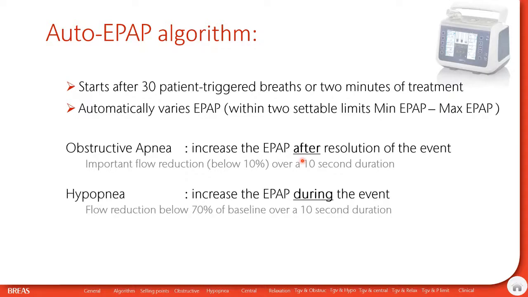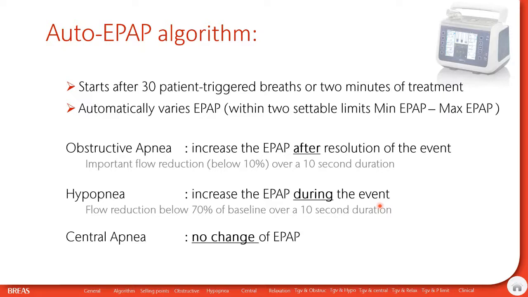Another event is the obstructive hypopnea. Hypopnea is defined as a flow reduction below 70% of the baseline for a 10-second duration. The reaction from the algorithm will be slightly different, as it will increase the EPAP during the event. So during the presence of the hypopnea, during the 10-second period, there will be an increase in EPAP. The rationale is that by increasing the EPAP during the hypopnea, we're aiming to prevent a full collapse. A hypopnea could turn into an apnea, meaning a semi-closed airway could collapse completely, creating an apnea, and that collapse we try to prevent by increasing the EPAP during the hypopnea.